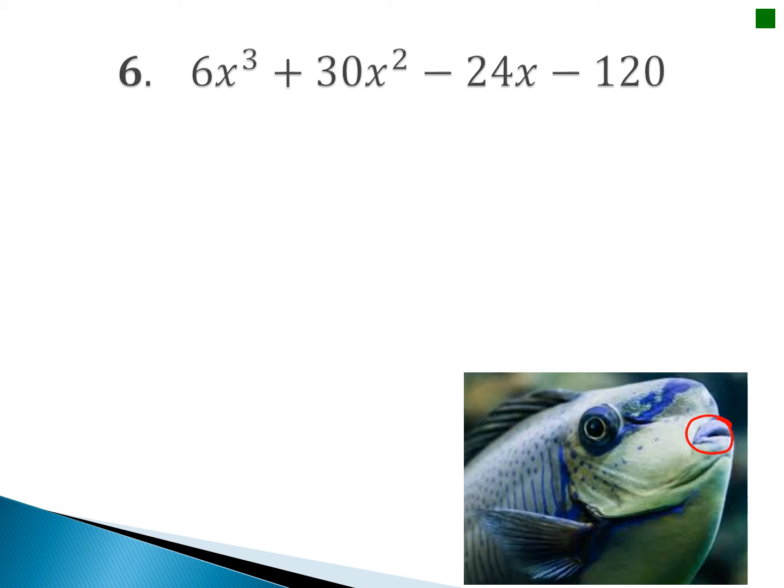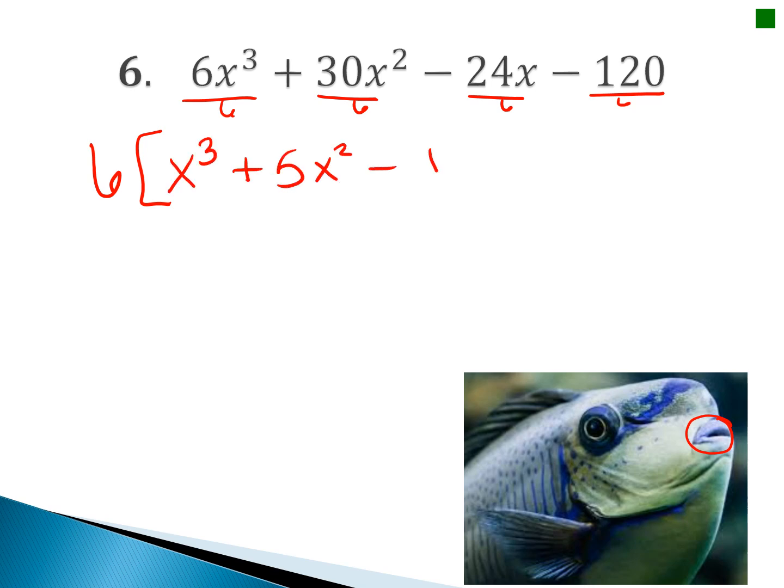Ooh, there's more slides. How many terms? 1, 2, 3, 4. So it's not a difference of squares, is it? Is there a greatest common factor? Well, they're all even, so I know I can take out a 2. Do you think I can take out anything bigger? I think I can take out a 6. So if I take out a 6, I'm dividing all of these by 6. So I have x cubed plus 5x squared minus 4x minus 20.